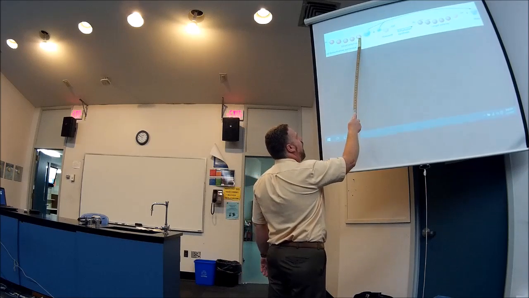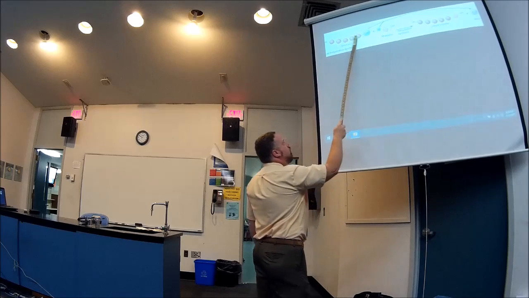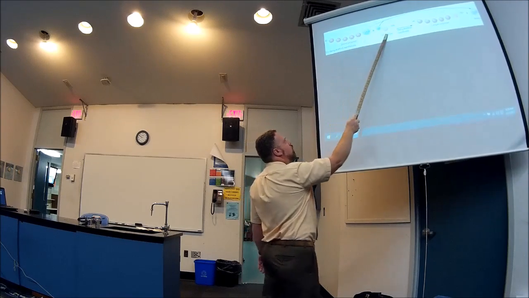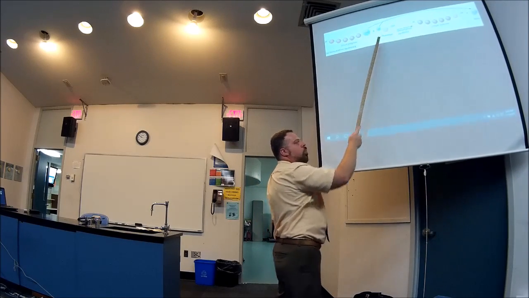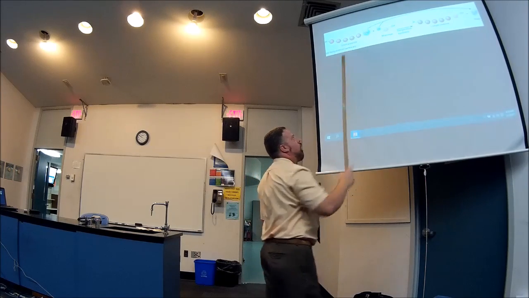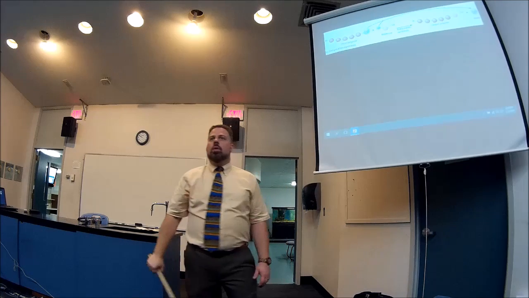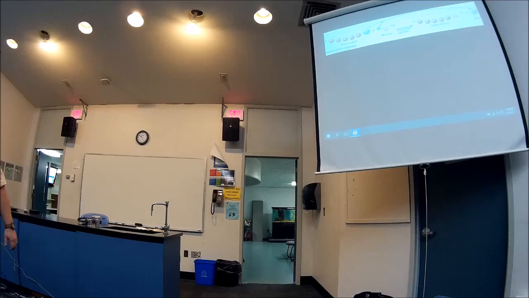short polymer chain, and then over here we have, and think of this like, we could have like carbons here. Think of each one of these balls as carbons. And then this is a carbon over here. Well, we want to attach this monomer, which is just one carbon structure, and attach it to here. So you have two smaller pieces to make one larger.